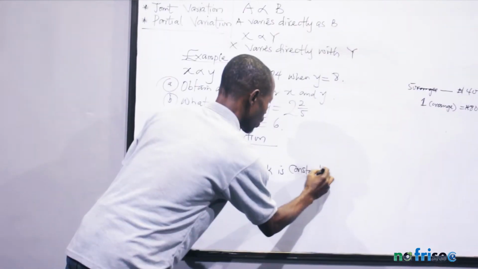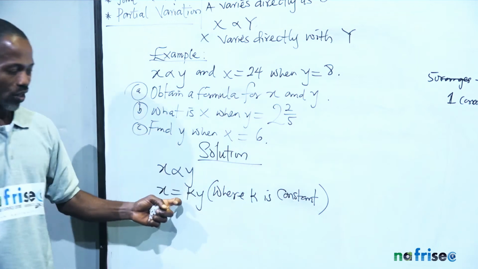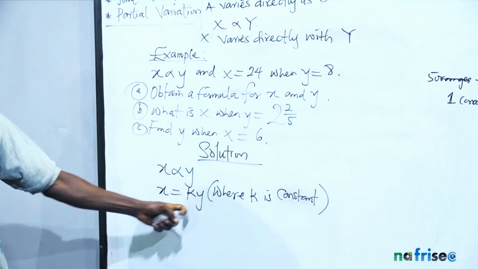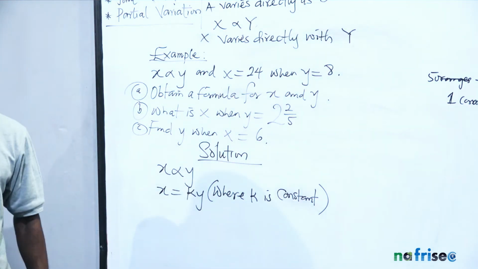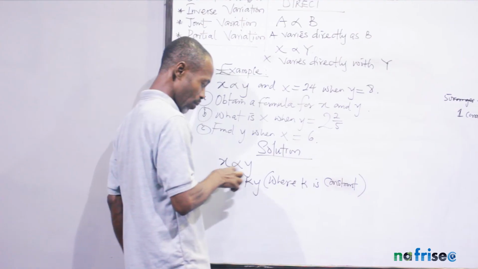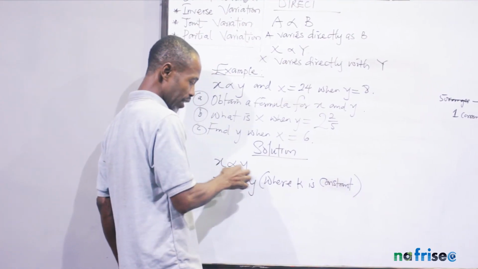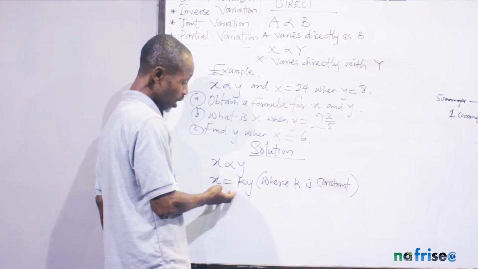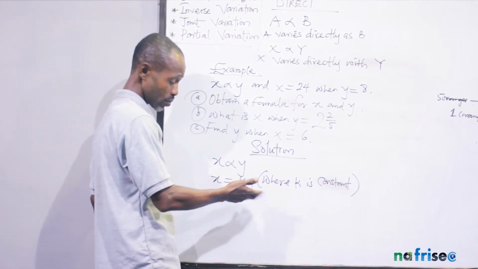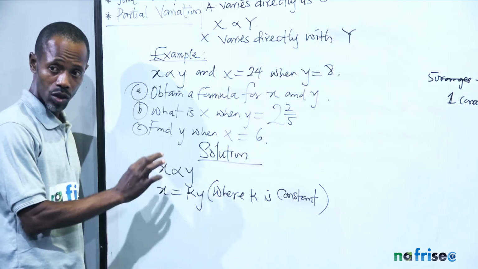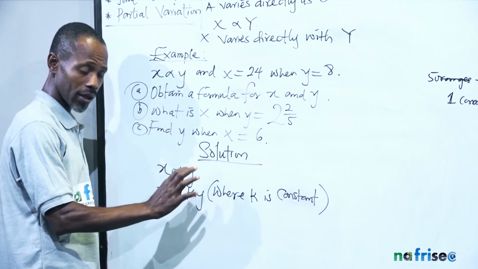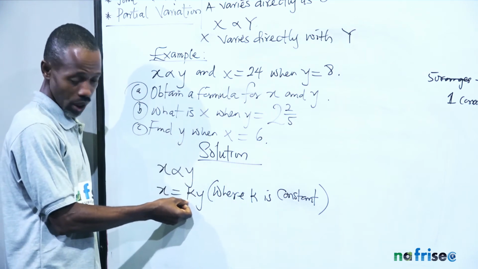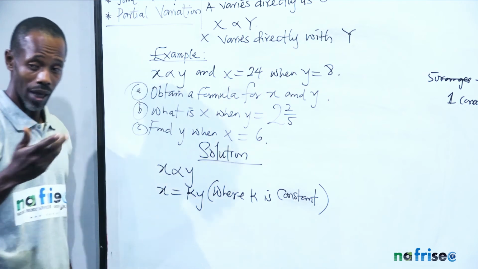But I'll tell you, you can use any alphabet to represent your constant. Any alphabet that is not the given variables. If you're given x and y, you cannot use x and y as constant. You can use a, b, c, d, e, f, g, h, and the rest. But you cannot use x and y for constant. So I prefer to use k, because k sounds like constant.